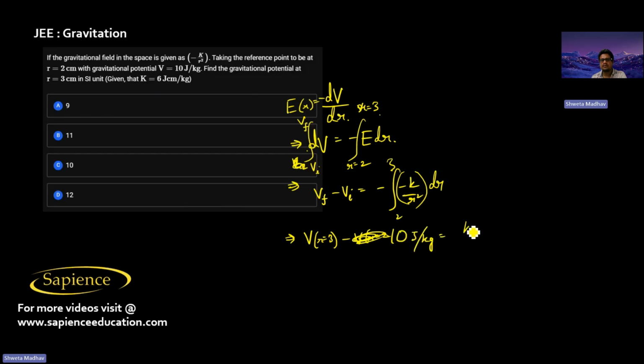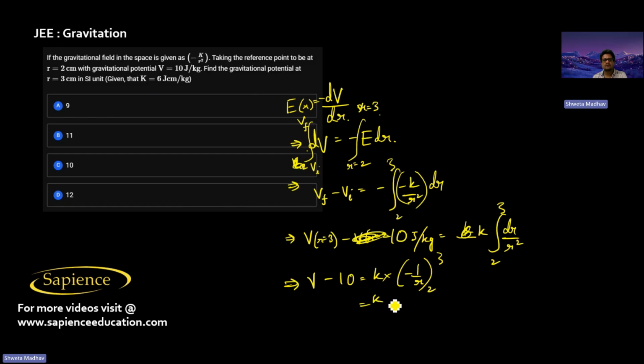That is equal to k into integral dr by r square from 2 to 3. So V minus 10 is equal to k into minus 1 by r from 2 to 3. This will be k into... field at infinity it will be 0.